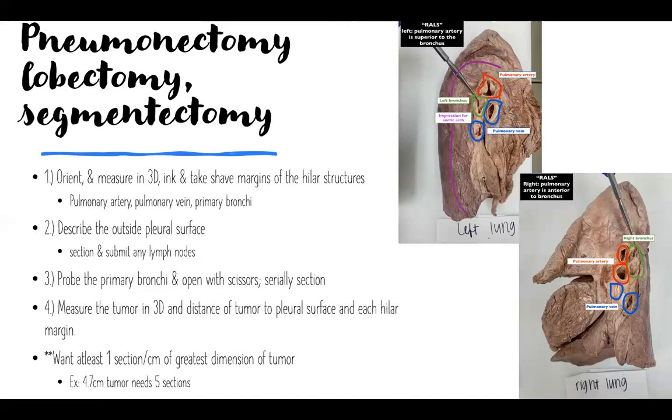Once you open it and you can see if there's tumor in there or not, then you can serially section the entire lung specimen from apex to base. Once you visualize the tumor, you want to measure it in 3D and measure the distance of tumor to both the pleural surface and to each hilar margin. Again, you want at least 1 section per centimeter of greatest dimension of tumor. So for example, if you have a 4.7 centimeter tumor, you should have 5 sections.